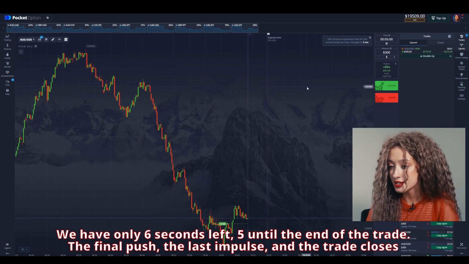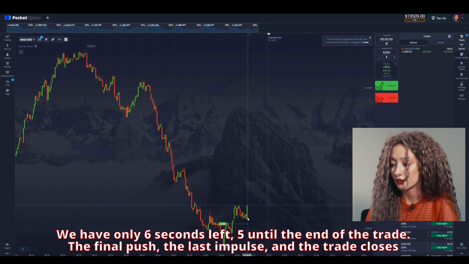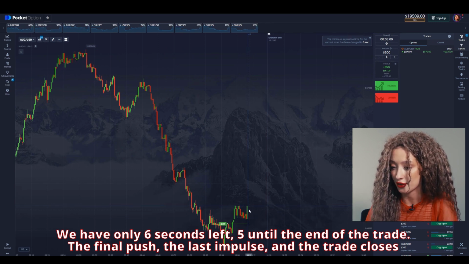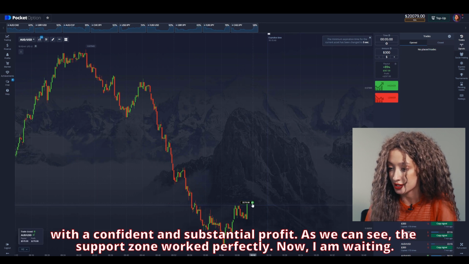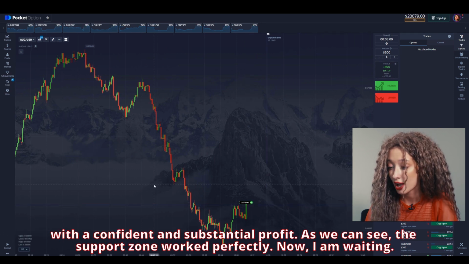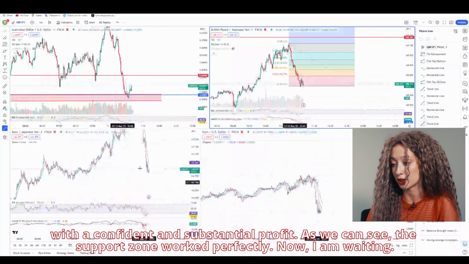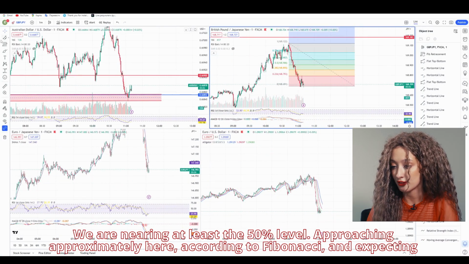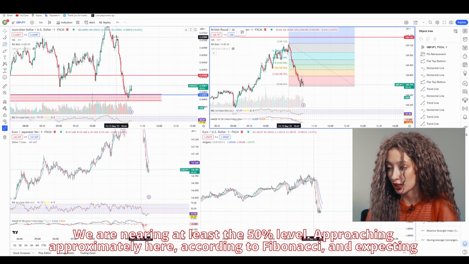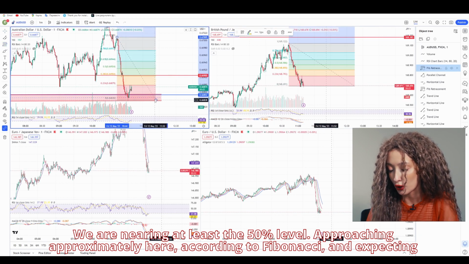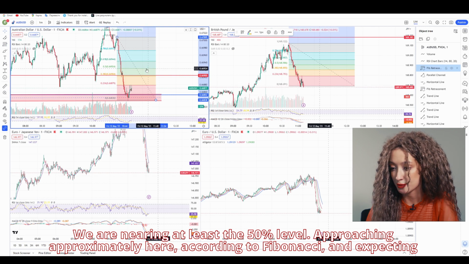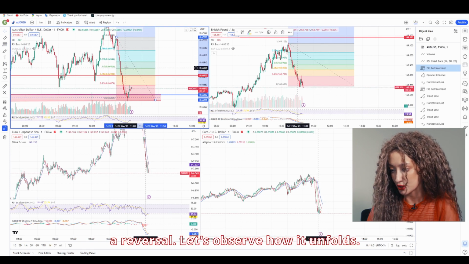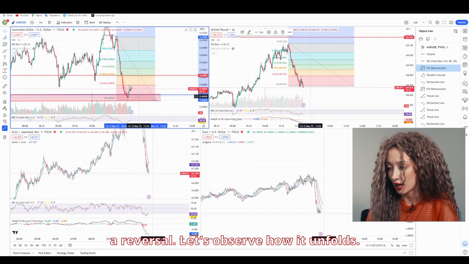We have only 6 seconds left, 5 until the end of the trade. With the last impulse, the trade closes with a confident and substantial profit. As we can see, the support zone worked perfectly, and now I'm waiting. We are nearing the 50% level, approaching approximately here, according to Fibonacci, and expecting a reversal. Let's observe now how it unfolds.